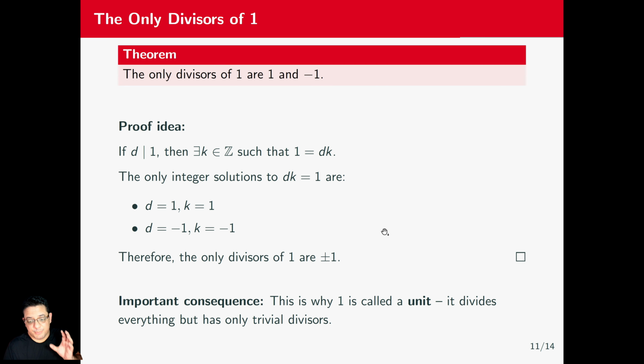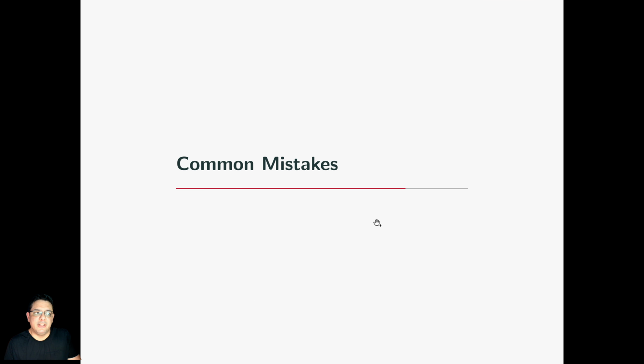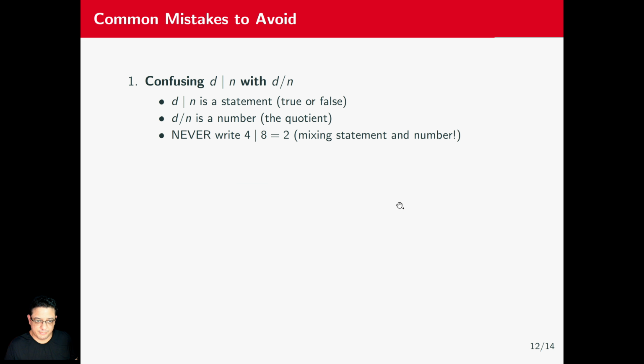This is why 1 in particular is called a unit: it divides everything but has only the trivial divisors, or itself. Now let's talk about some common mistakes and misconceptions when talking about divisibility.